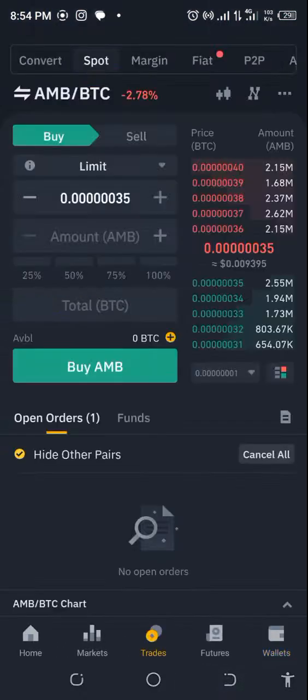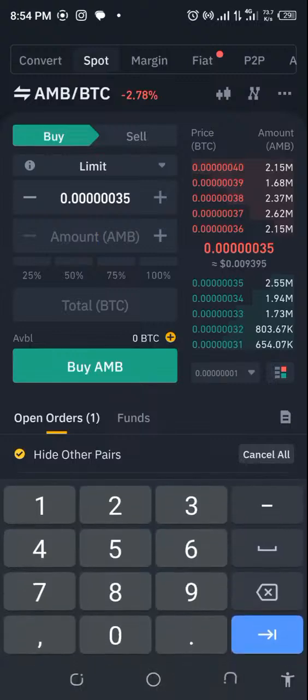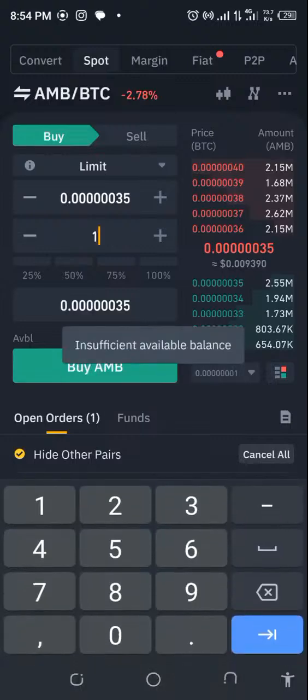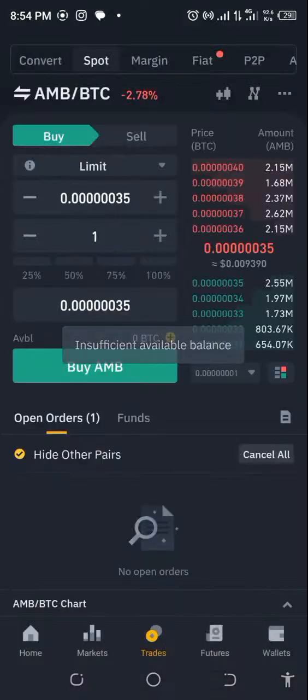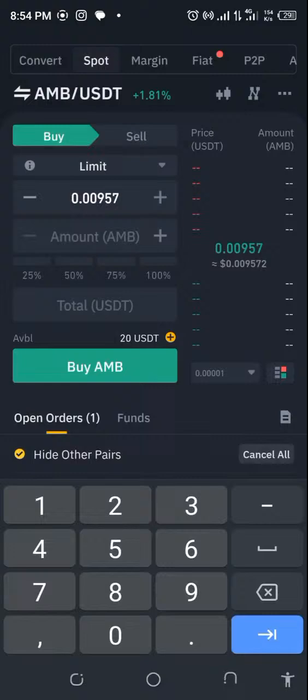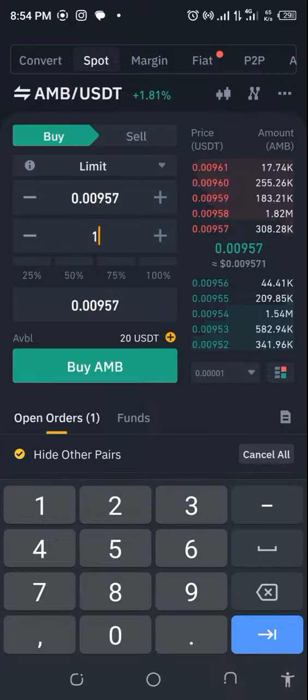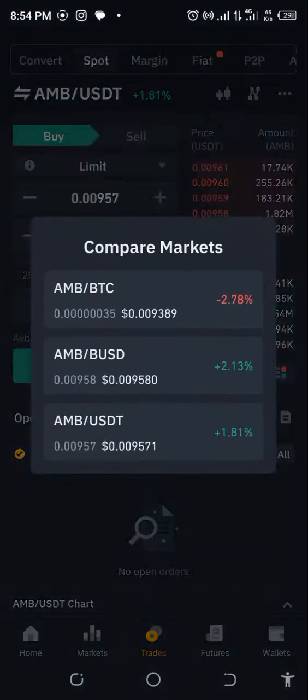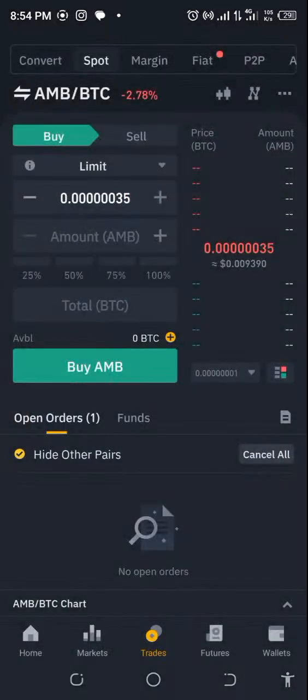If I want to buy one, let's see. Oh, no, this is not where you get it. We're going to get it from the USDT side. So let's put one here. It's really less, not even up to a cent. That's good. So we've got to be fast before this thing changes. Let's quickly do this. Okay, let's see. Are we still good? We're still good.